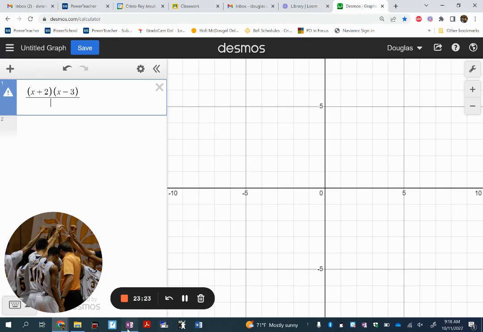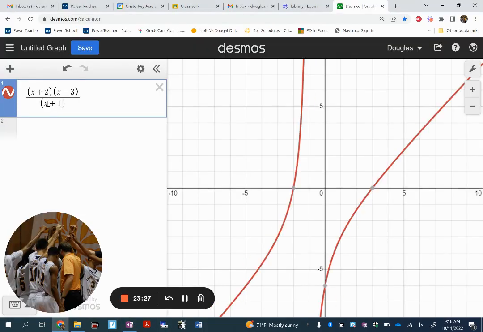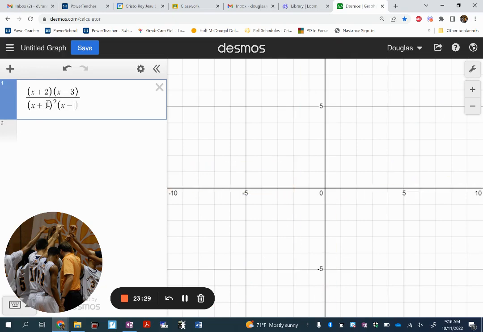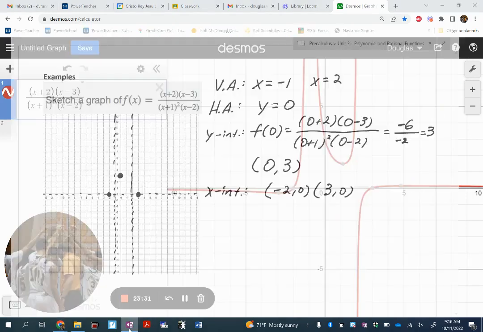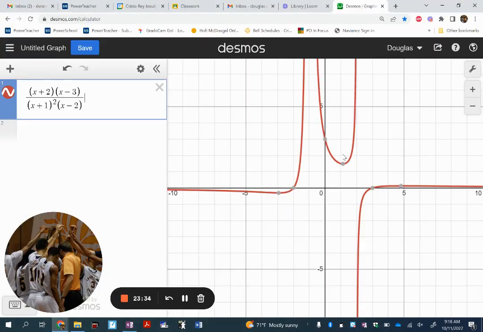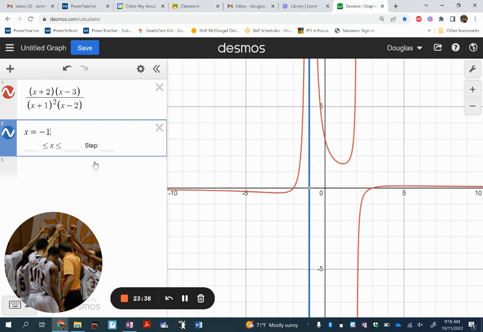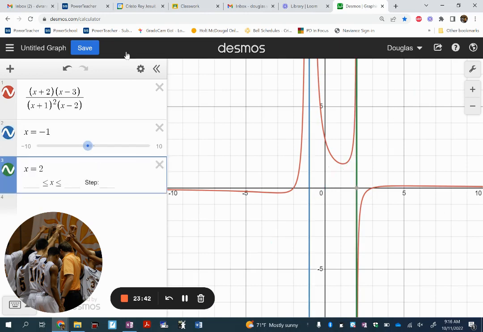Over (x plus 1) squared times (x minus 2). Okay, so you'll notice we have our vertical asymptotes. And you don't have to do this, I'm just showing you that this is what we have for our vertical asymptotes at x equals 2.